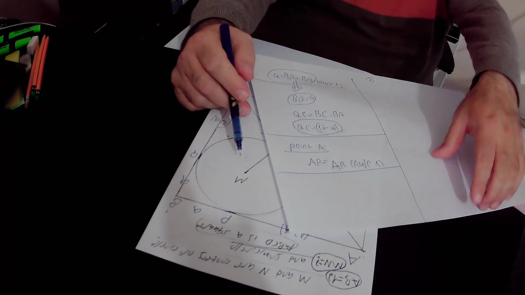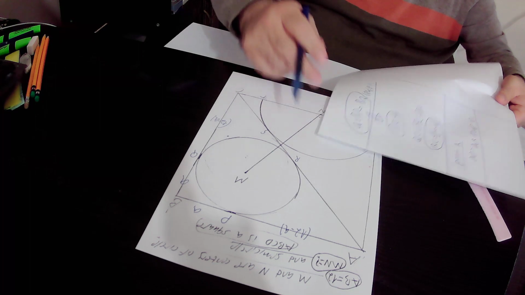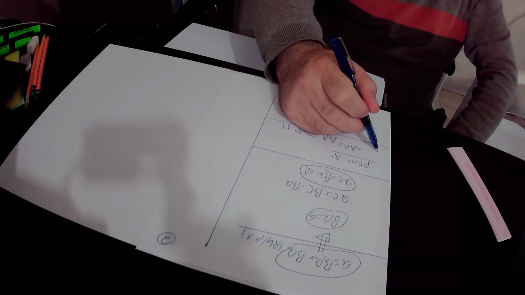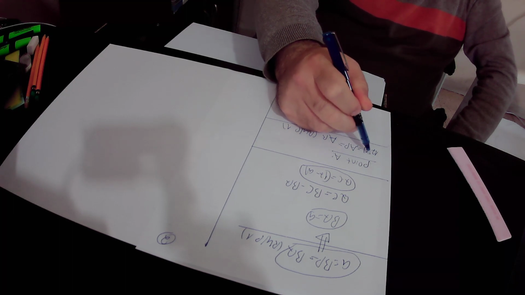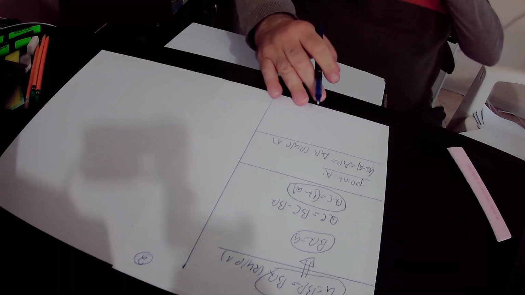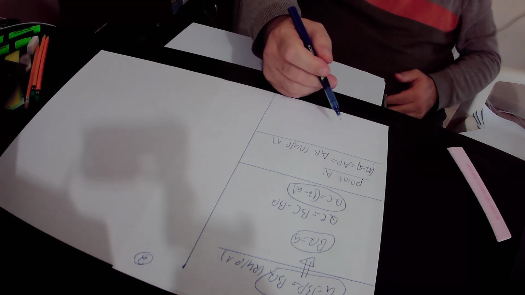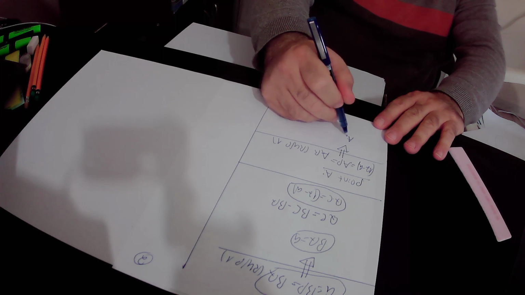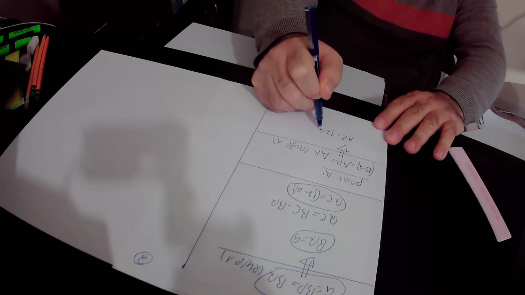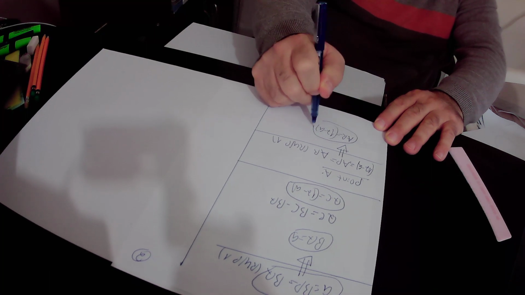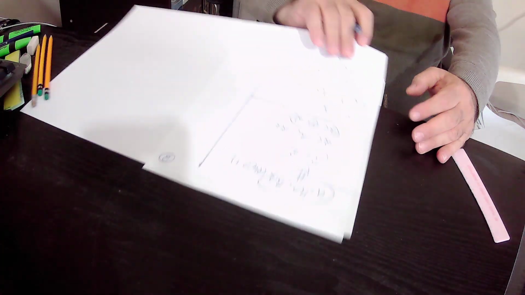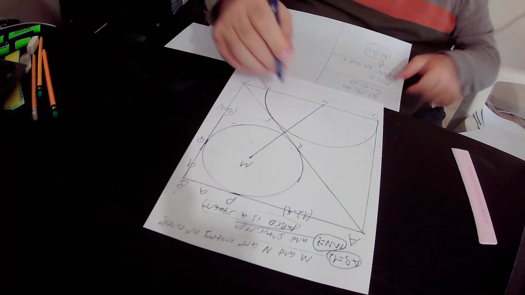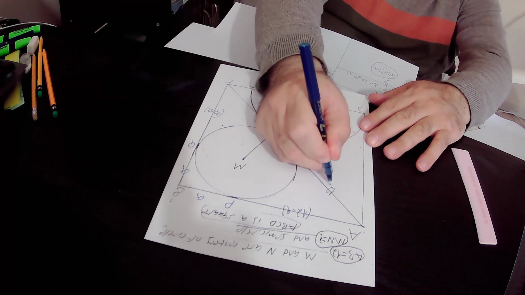But according to what we have already found out, AP is equal to 12 minus A. So from this equation, 12 minus A equals AP equals AR, we will conclude that AR is also equal to 12 minus A. So you can write here that AR is also equal to 12 minus A.